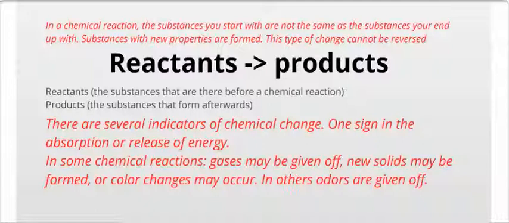So there are several indicators of a chemical change. One sign is the absorption or release of energy, or heat, or light. Okay, so in some cases of chemical reactions, gases may be given off, new solids may be formed, or color changes may occur. In others, odors are also given off.